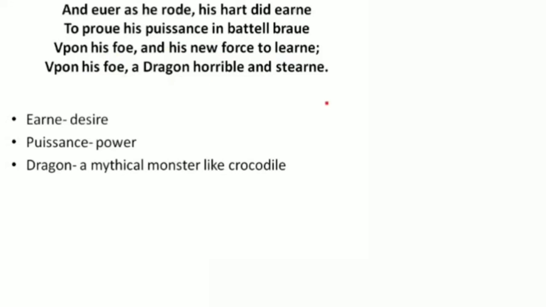So a dragon is basically a mythical monster like a crocodile. It is a huge monster. So this time he was going to learn something. He was going to get the experience of having a new force against a bitter enemy called dragon, who was very strong and very horrible.